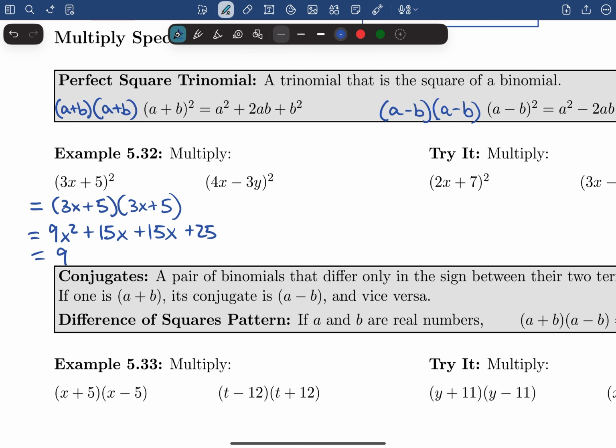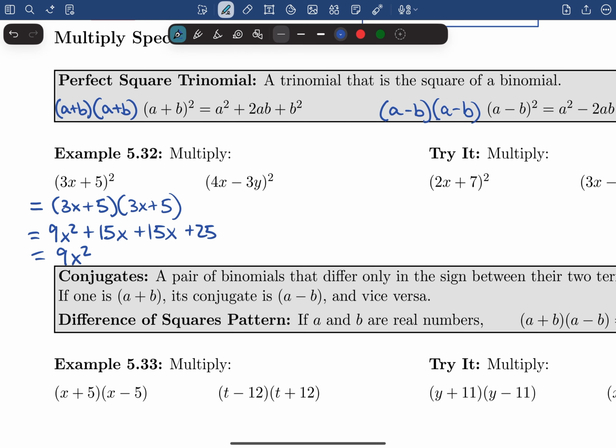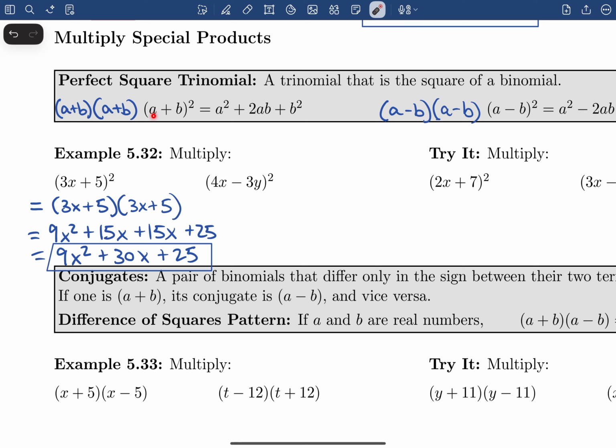And if I combine like terms, let's say something out loud here. This is 15x plus 15x. This is just the same thing added together. Okay? So that's 2 times 15x. And so I get 30x and then the plus 25. There's my result.